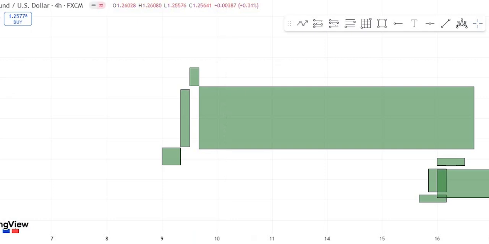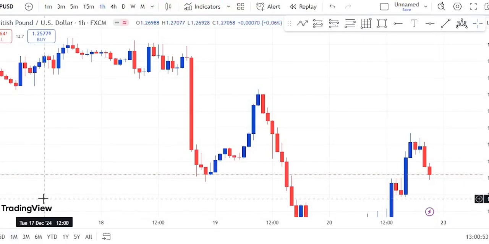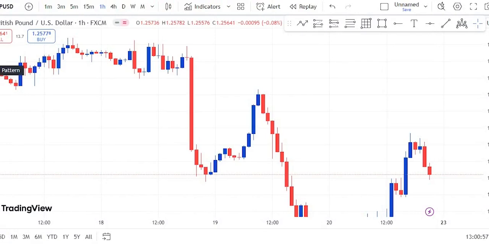Right. So let us go into the live chart. Alright guys, so this is now on the live chart, right? This is GBP USD, my favorite pair, the only pair I've been trading for 3 years now. This is the only pair I trade, right?